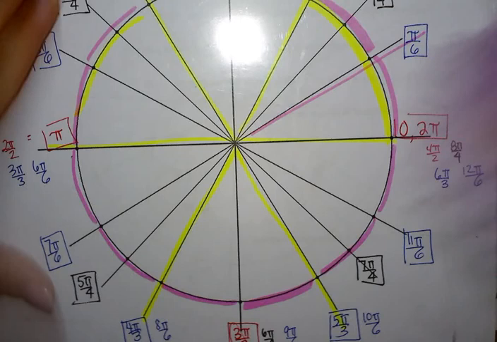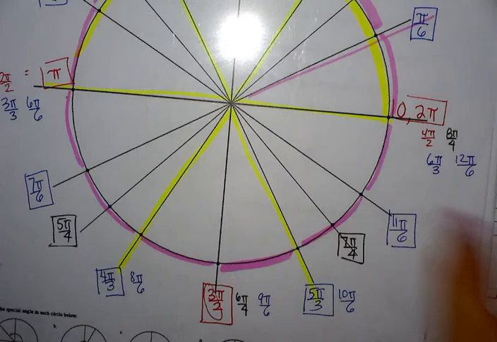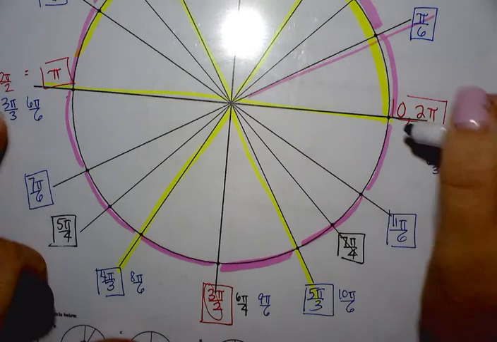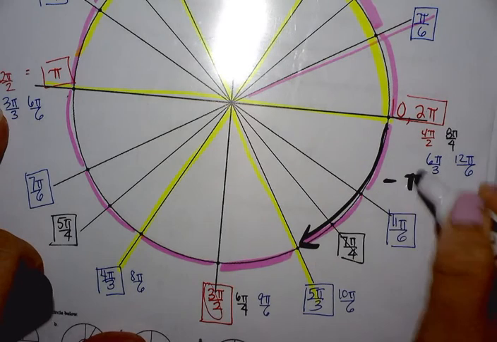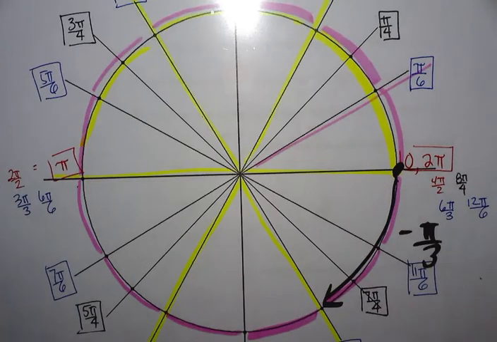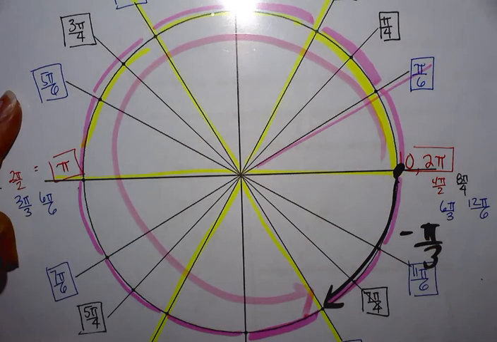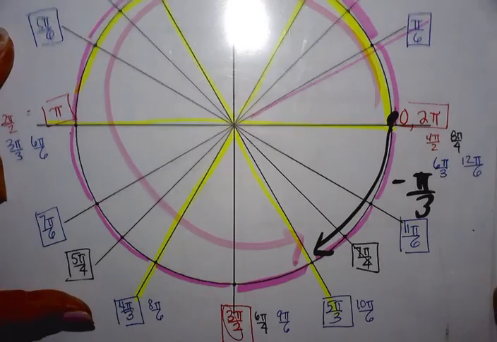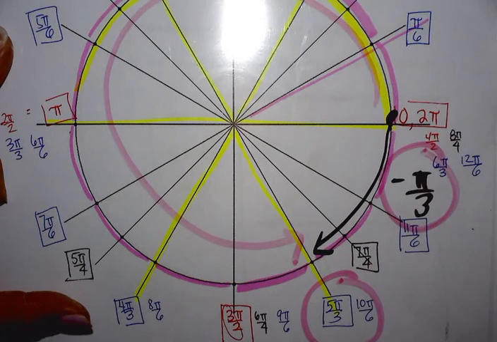So this one says, find an angle that is coterminal with negative pi over 3. Where is negative pi over 3? It's right here, right? If I'm going 1/3 of a pi, it starts at 0 and goes to negative pi over 3. You see that? But what positive angle actually ends up in the same place? 5 pi over 3, right? So 5 pi over 3 is coterminal with negative pi over 3. Does that make sense?